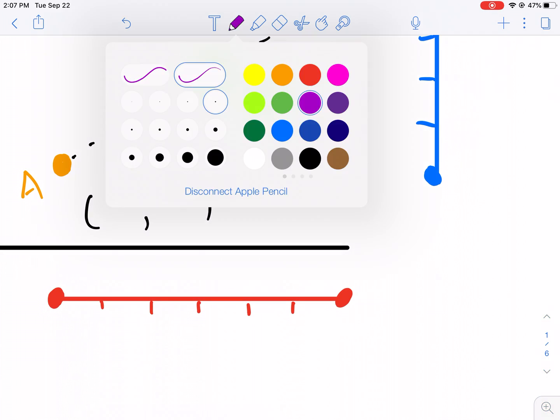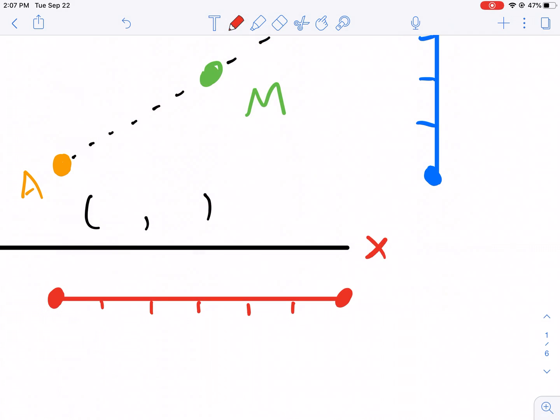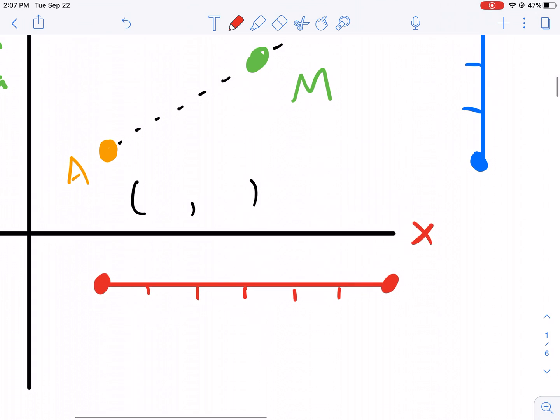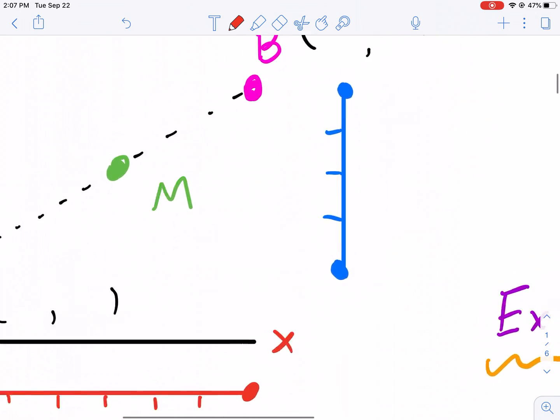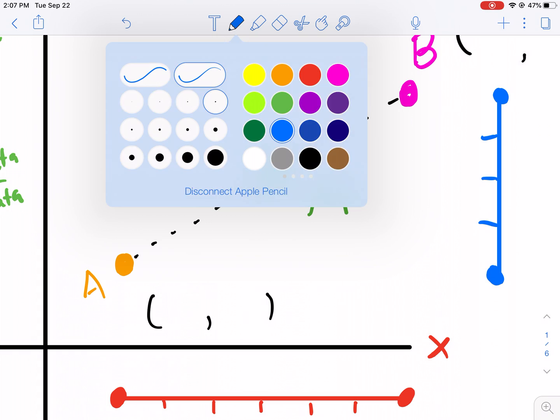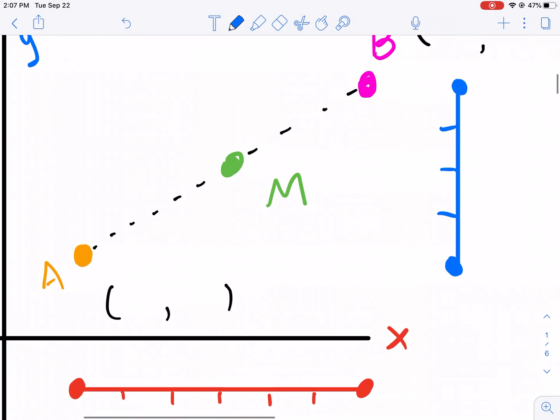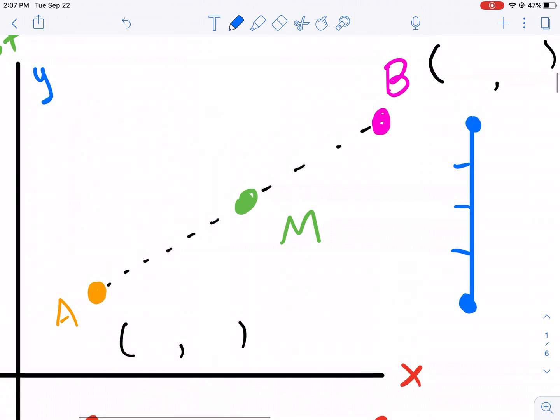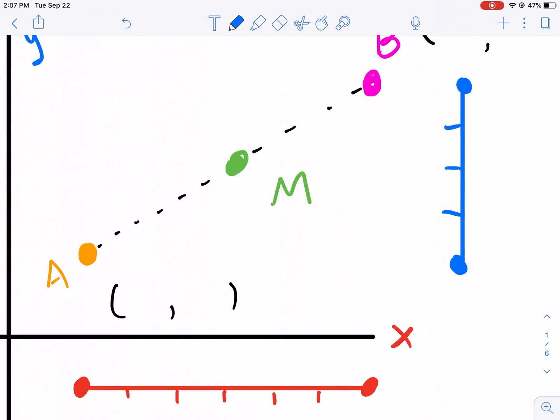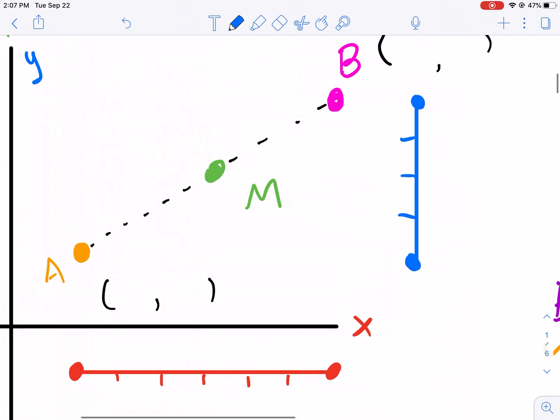Well, what do we call that horizontal component? We call that the x values. Okay, so this is the x-axis, so those are the x values. And what's the vertical component? The vertical component for the coordinate plane are the y values. So we can find the midpoint of the y values, and that will tell us our midpoint vertically. Combine the two, and we have our midpoint.